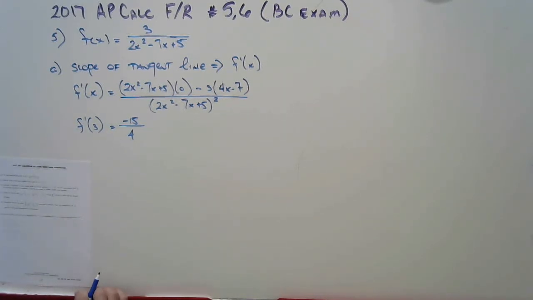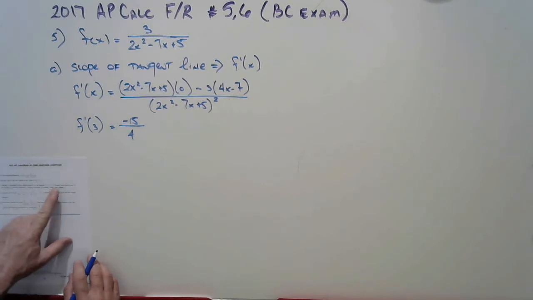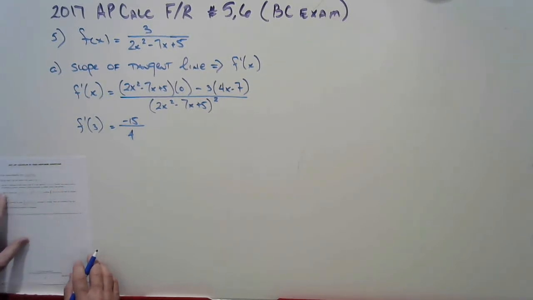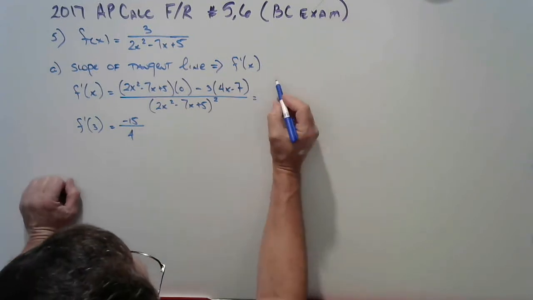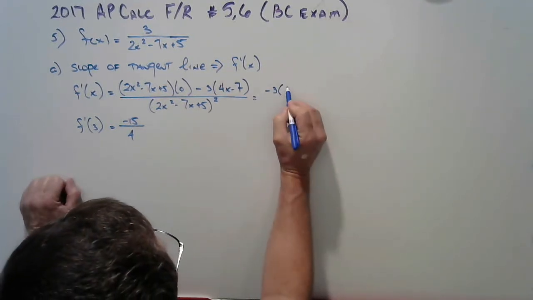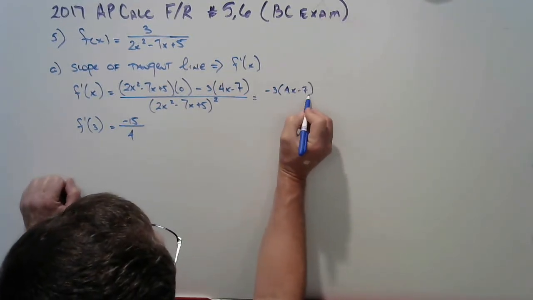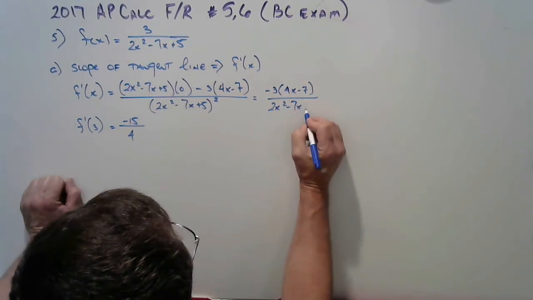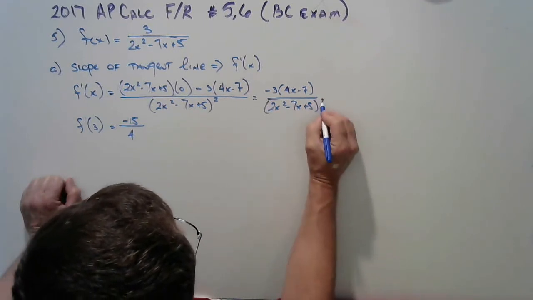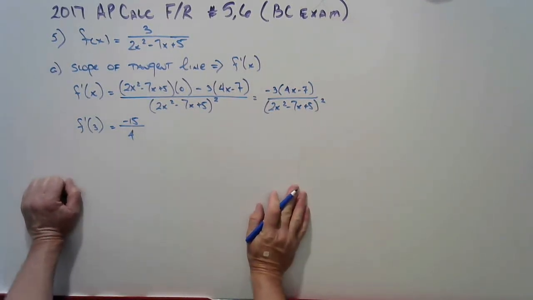And then what about part B? Part B says find the x coordinate for each critical point between 1 and 2.5. Classify each critical point as a location for relative max or relative min. Okay, so we've got to find the critical points. Now we have our derivative. Our derivative turned out to be negative 3 times 4x minus 7 divided by 2x squared minus 7x plus 5, squared.